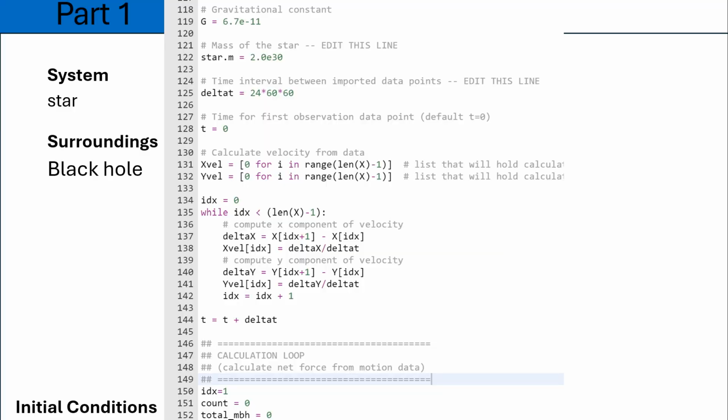Okay, so for part 1, our system is the star and surroundings is the black hole. So our initial conditions is we got a lot of these constants with the star m 2.0 e30, and that's about it. Oh, and I also set count equal to 0 and total mass of the black hole equal to 0, and you'll see where this comes into play.